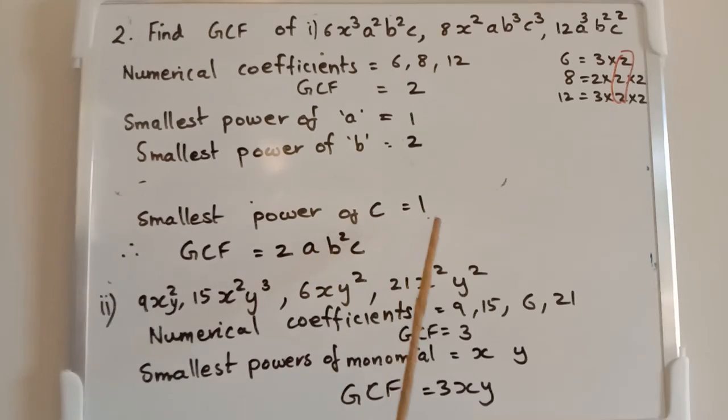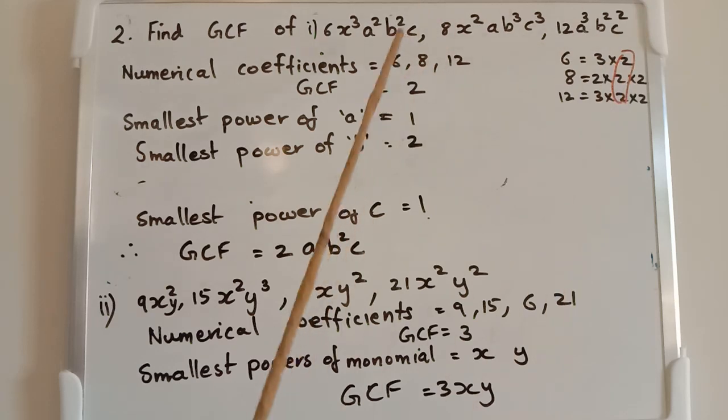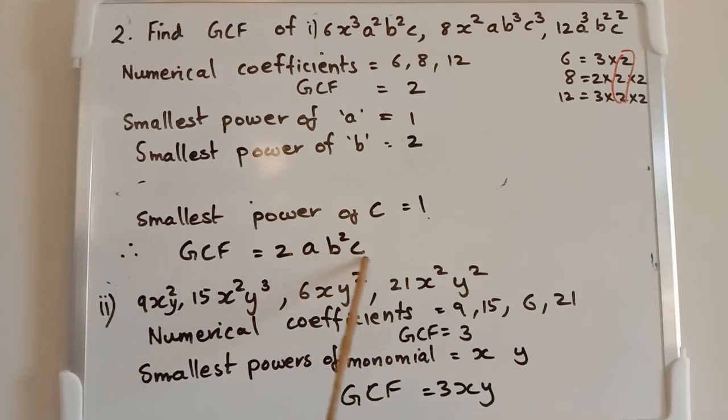Smallest power of c. In c, c cube and c square. How many possible? 1, the smallest one. So it will be 2a b square c.